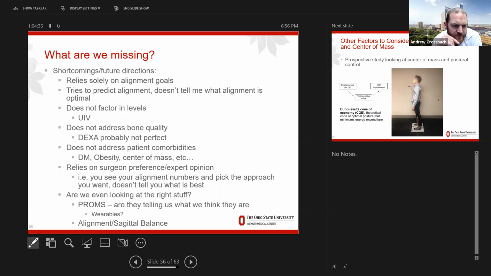It relies on surgeon preference and expert opinion. So, if I don't know what alignment numbers are going to be best for my patient, then even if I get them to where I think they should be, it might not be right. And are we even looking at the right stuff? We were talking about this the other day. Patient reported outcome measures are fine, but they might not be telling us the whole story.